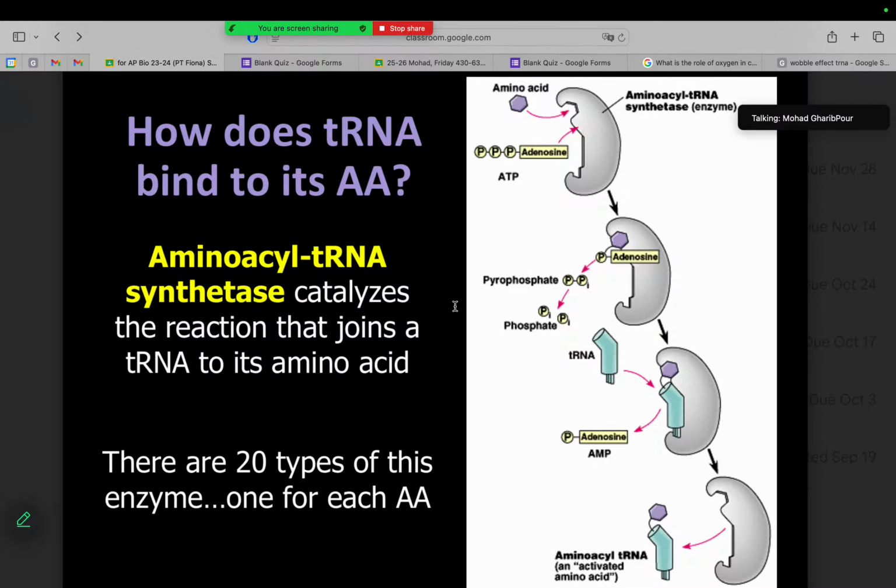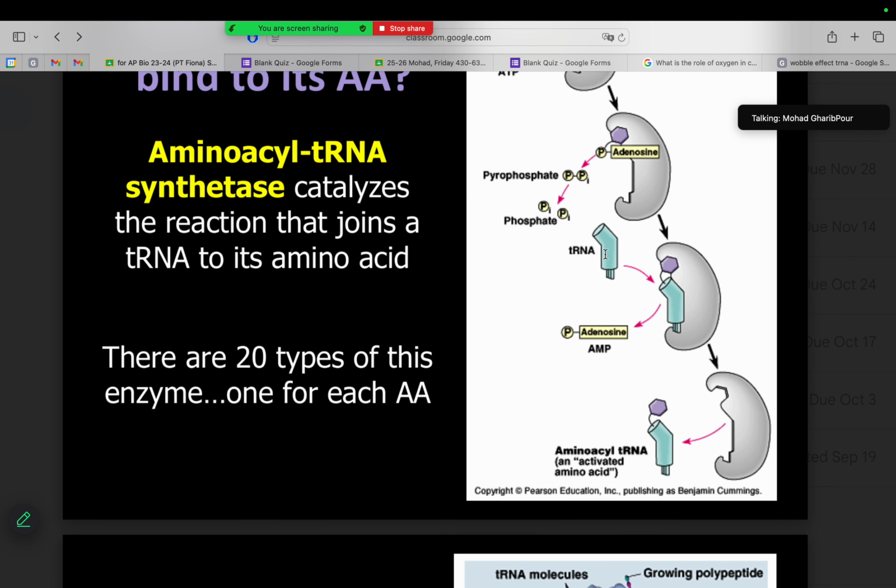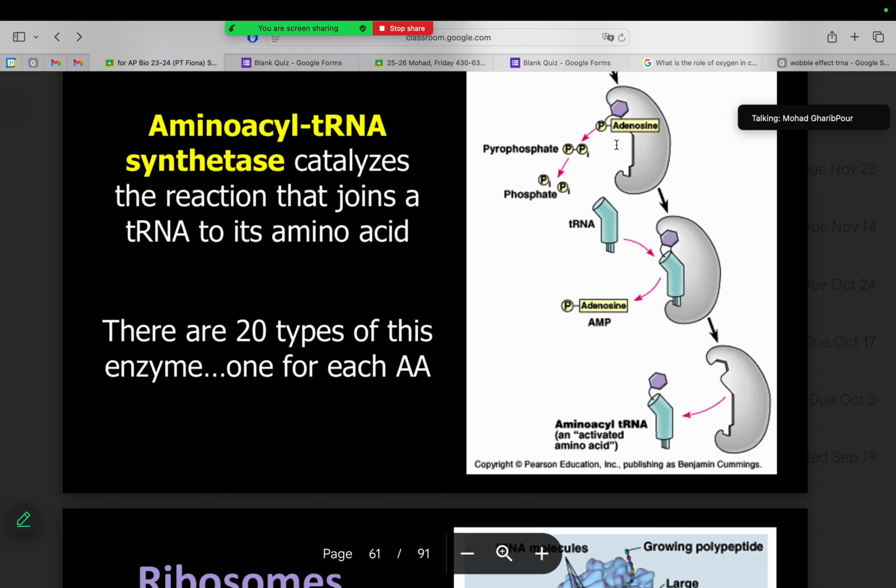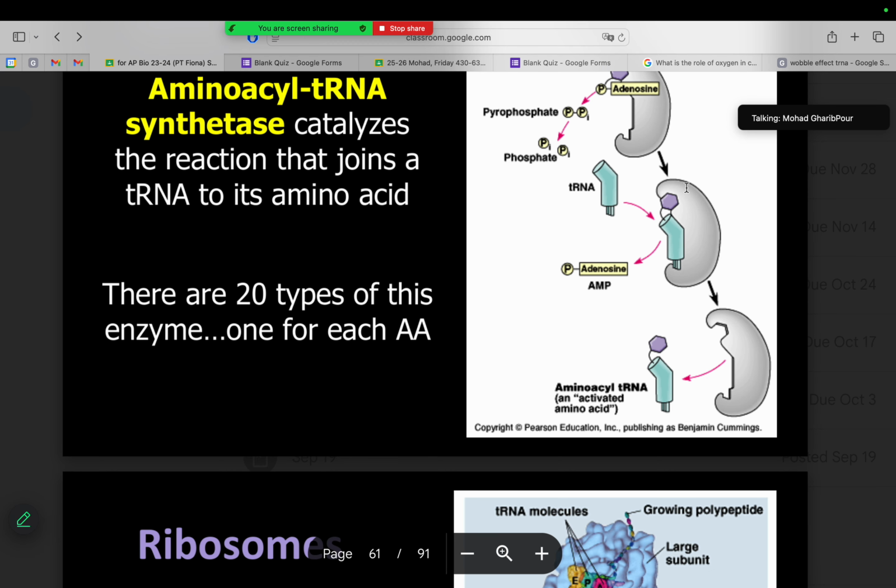Okay, you guys can see how this happens. It does require ATP, adenosine triphosphate, comes in here. Amino acid is phosphorylated. Once it's phosphorylated, it's in its active form. Now it can bond to something else.